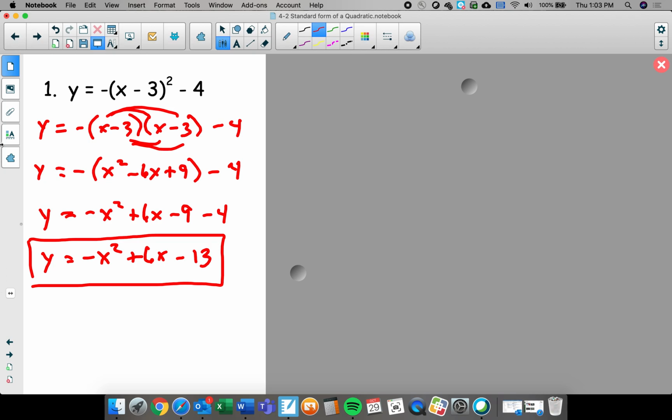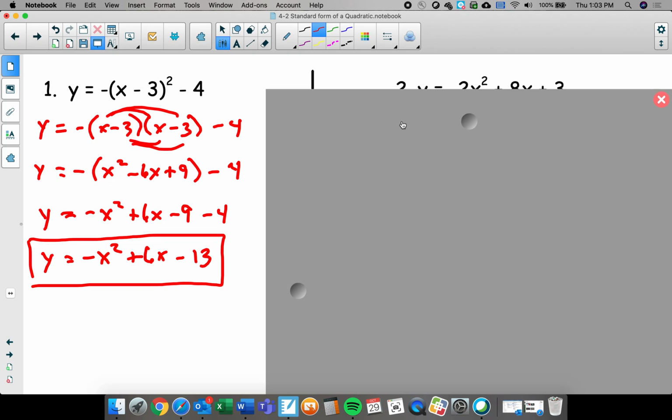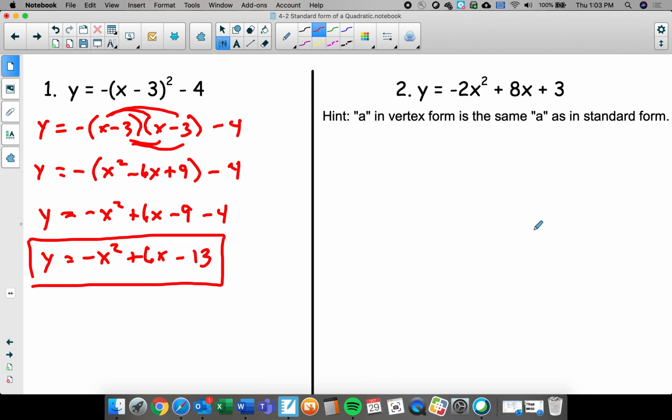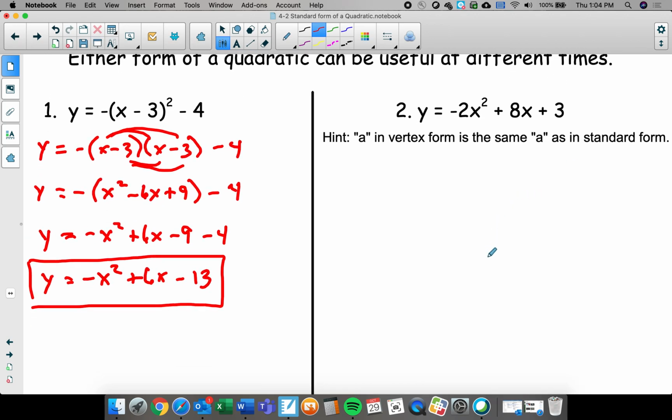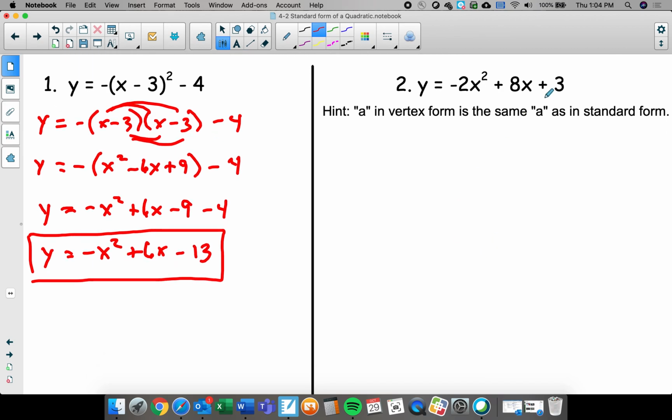Okay, notice a value right here is negative 1 in vertex form. A value is still negative 1 in standard form. Okay, I can come up with my vertex of 3, negative 4 very quickly. Now in standard form, I can come up with my y-intercept very quickly of negative 13. So again, there's definitely benefits of each one. Let's say I wanted to go the other direction. Let's say I was in standard form and I wanted to put it into vertex form.